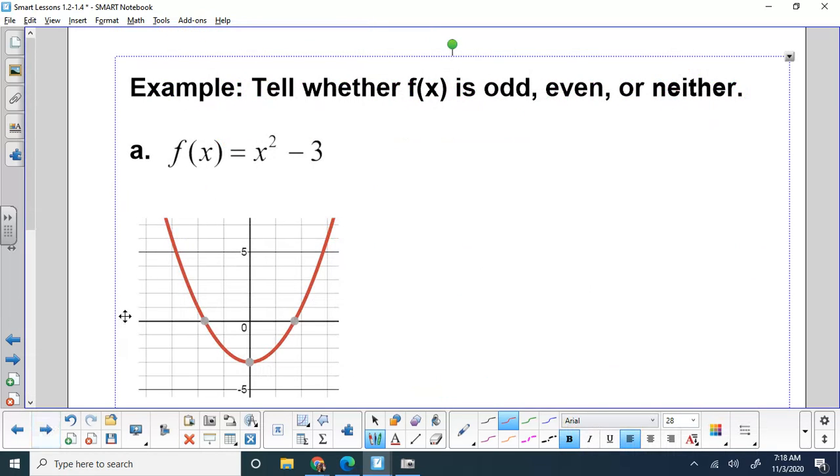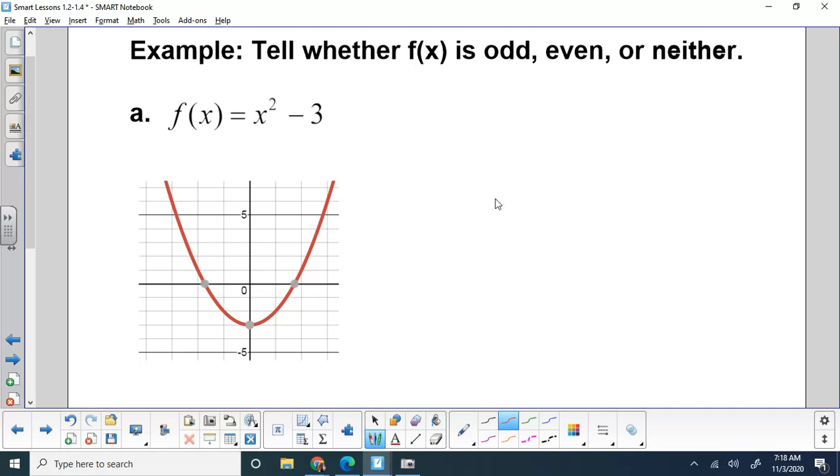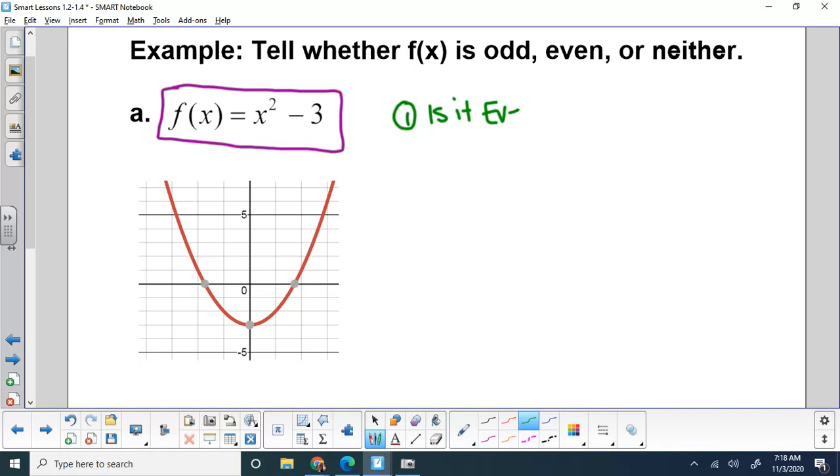Let's go ahead and take a look at a couple of these together. So in the first one, the original function is given here: f of x equals x squared minus 3. My first step that I always follow is to check to see, is it even? And to check if it's even, I'm going to have to show that f of x is equal to f of negative x.